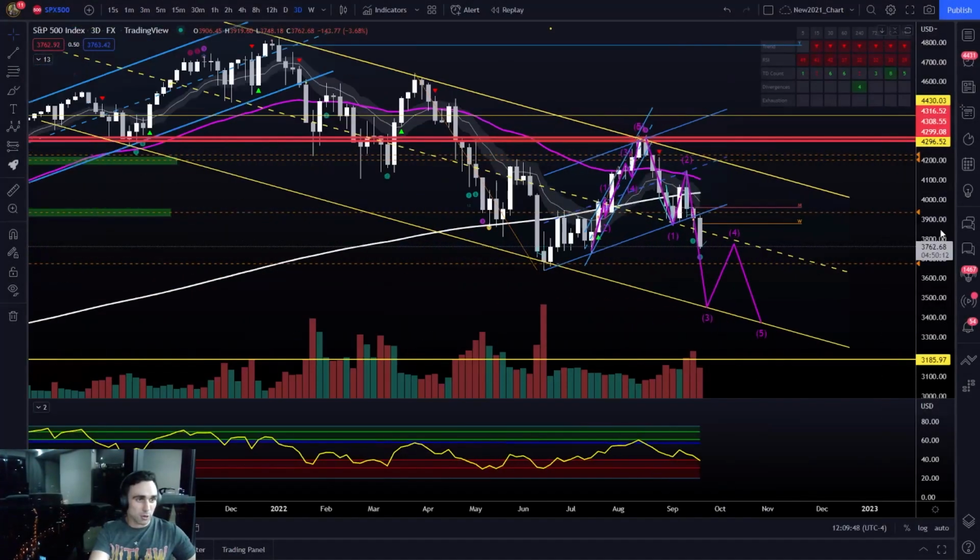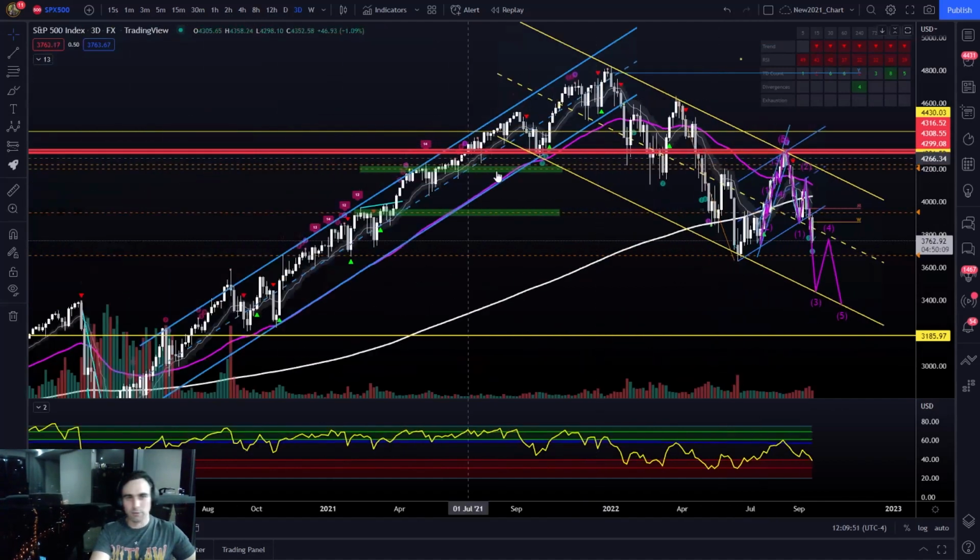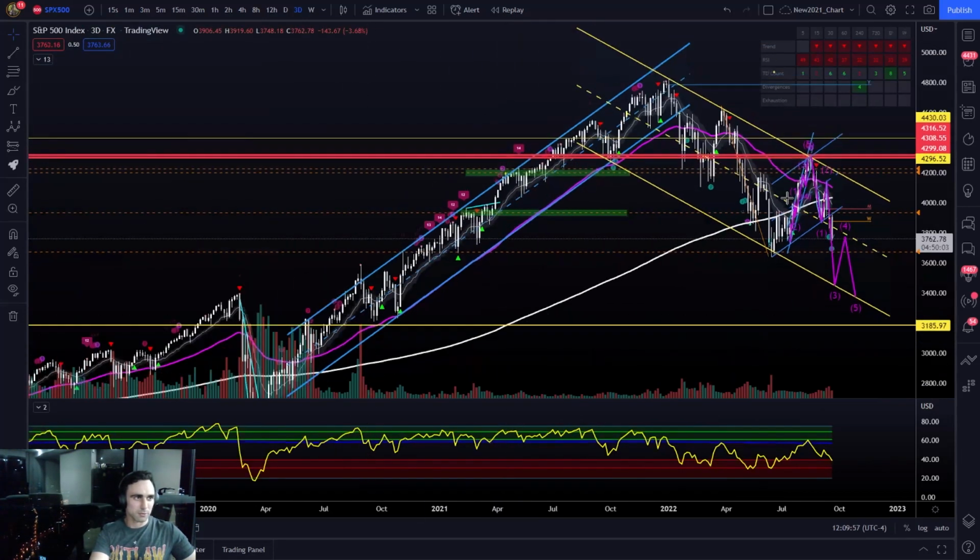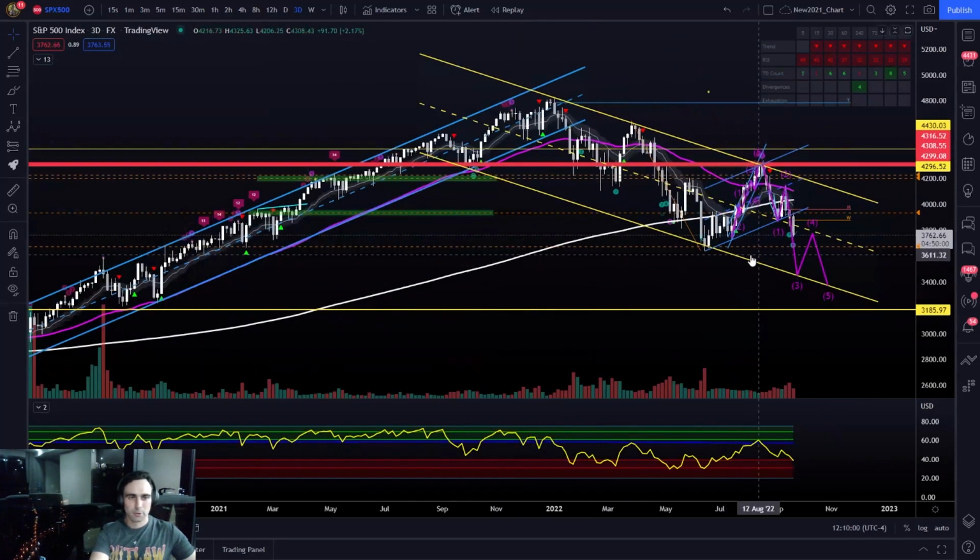All right, so this is the 3-day chart of the S&P. Again, I go over this every week. Here was our massive run up from the COVID crash. Look how little volatility there was in comparison to this downtrend. The question is, why is that?